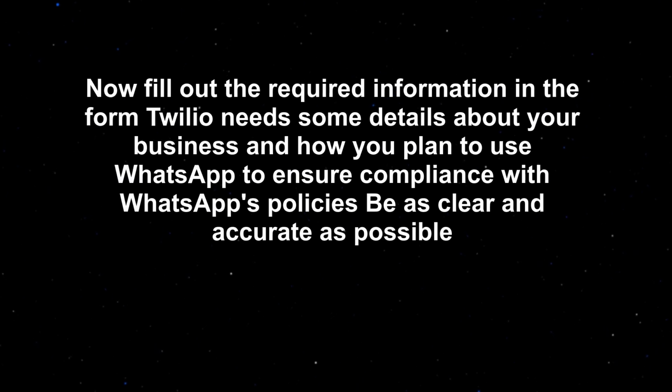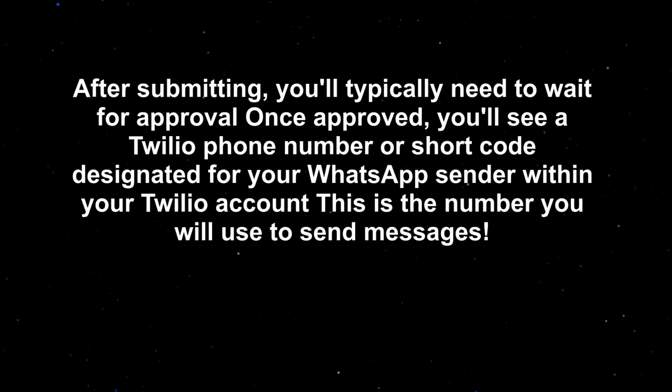Twilio needs some details about your business and how you plan to use WhatsApp to ensure compliance with WhatsApp's policies. Be as clear and accurate as possible. After submitting, you'll typically need to wait for approval. Once approved, you'll see a Twilio phone number or short code designated for your WhatsApp sender within your Twilio account. This is the number you will use to send messages.